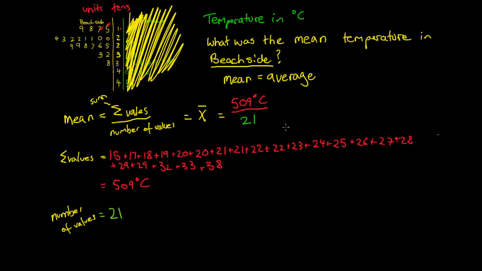So all we do to get the mean is we solve this out, and we'll find that our mean is equal to 24.24 degrees Celsius. So that's how we calculate the mean from an ordered stem and leaf plot.